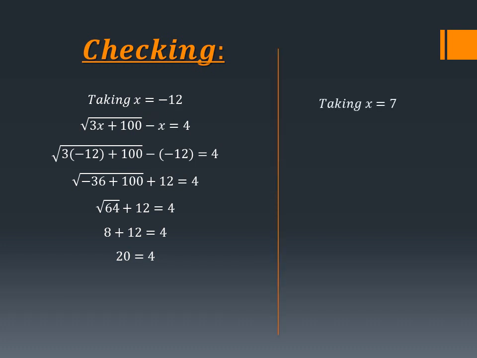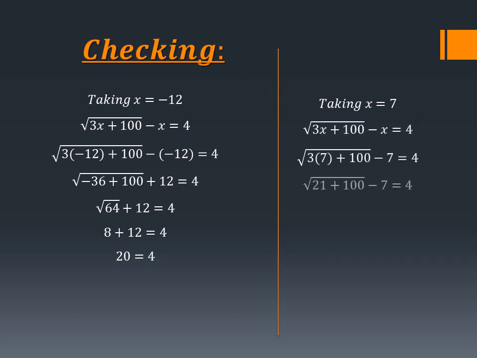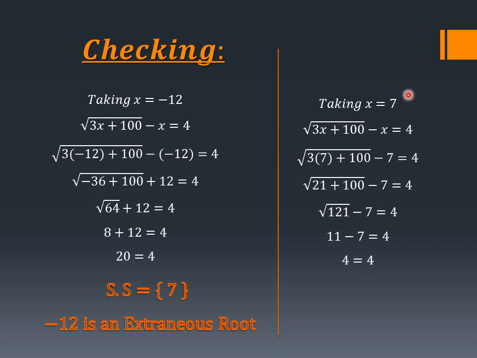Looking for the other answer, taking x is equals to 7, again taking the equation, under root 3 into 7 plus 100 minus 7 equals to 4. 3 into 7 is 21, so 100 plus 21 is 121. Taking the root of 121 is 11. 11 minus 7 is 4. So 4 is equals to 4 here, which means that is the actual answer. We will write 7 inside the solution set and we will write that minus 12 is an extraneous root.